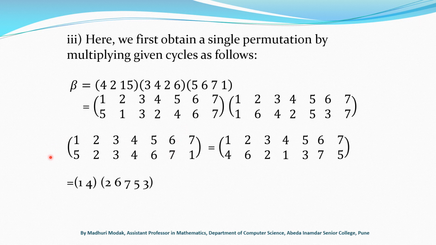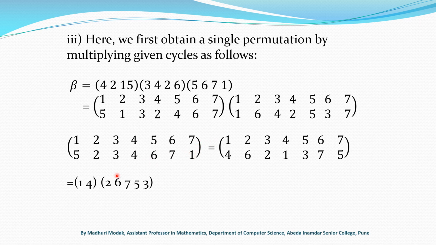In the same way, 2 goes to 2, 2 goes to 6, and 6 goes to 6. So the second element is 6. In this way we get beta finally in array form. Now we write it in cycle form. 1 goes to 4 and 4 goes to 1. So the first is a cycle of length 2, (1, 4). Now the element not covered here is 2.